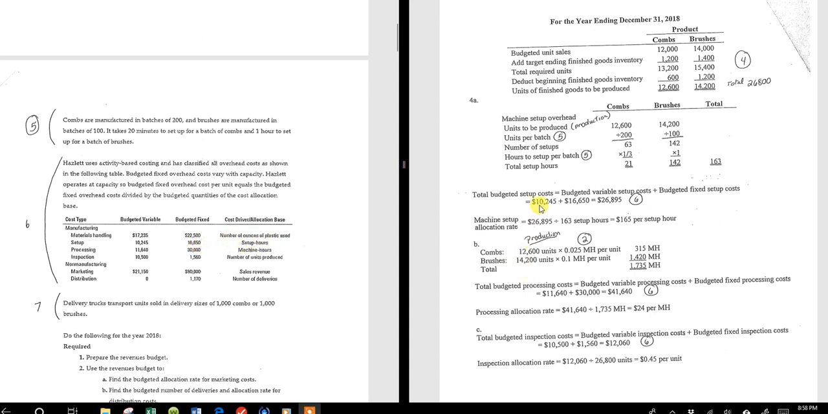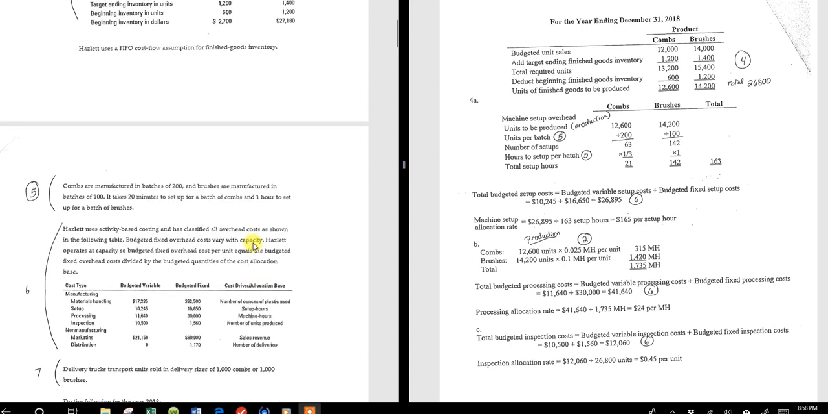So I'm going to go here and I've got $10,245 plus $16,650. So I've got a total machine setup of $26,895. Now I've got to allocate those based on setup hours. So now I have to find the setup hours. And again, I had to read through this thing several times to find all this information.